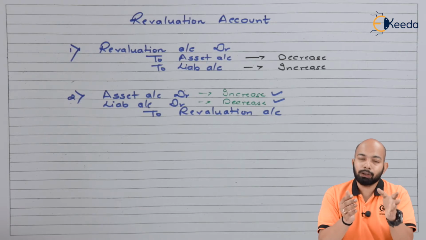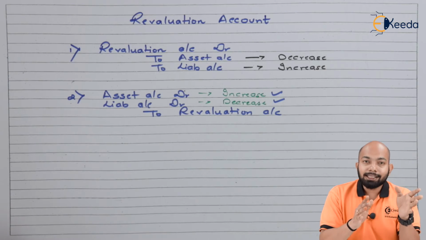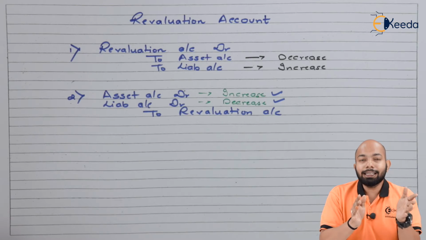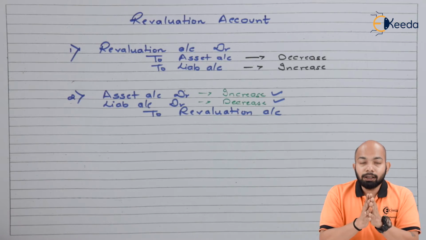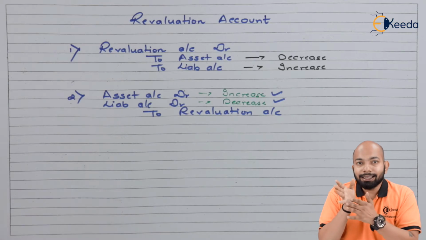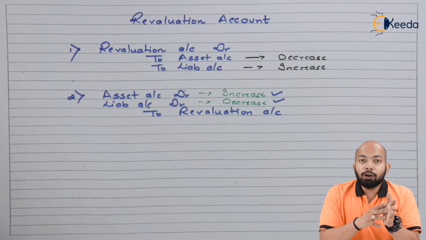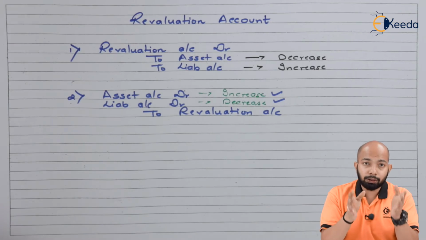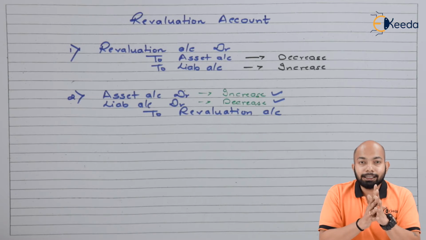So it's a vice versa game that we need to understand: if there is an increase in the value of an asset, debit that asset account and credit the revaluation account. If there is an increase in the value of a liability, then the liability account will be credited and the revaluation account will be debited. Similarly, if there is a decrease in the value of an asset, debit the revaluation account and credit that asset account. And if there is a decrease in the value of a liability, then the liability account will be debited and the revaluation account will be credited. It's a cross connection that you have to figure out. So this is how revaluation accounts are credited or debited.